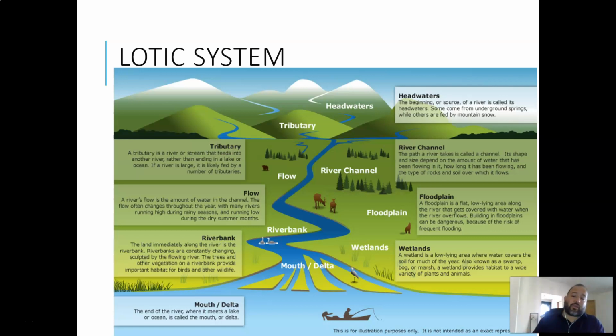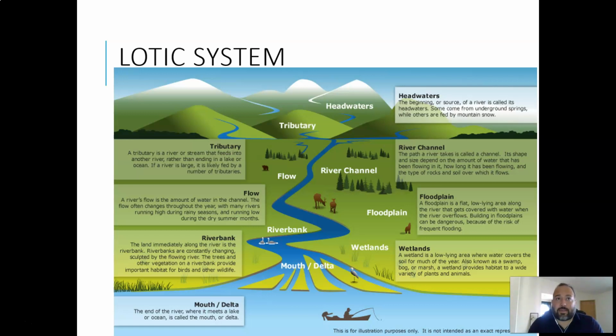That water then, through gravity and topography, will work its way downhill. The main body of water, so the main river or stream or creek, is called the river channel. And then connecting to that main river channel are the tributaries. So all the smaller rivers and smaller creeks and streams off in the lateral directions are called tributaries. Your floodplain is going to be the flat, low-lying area that can get covered with water when the river overflows.